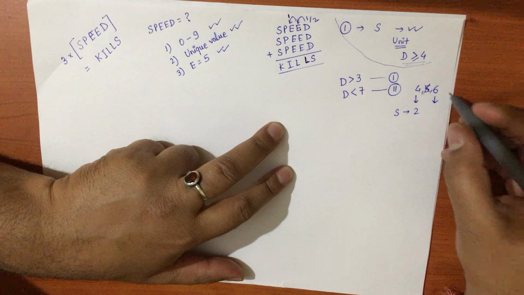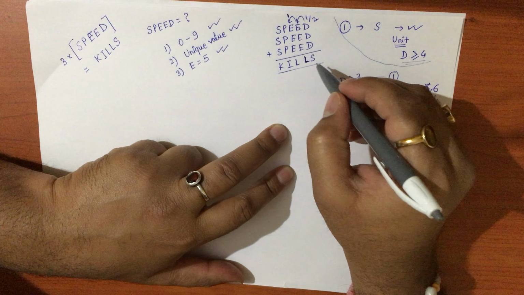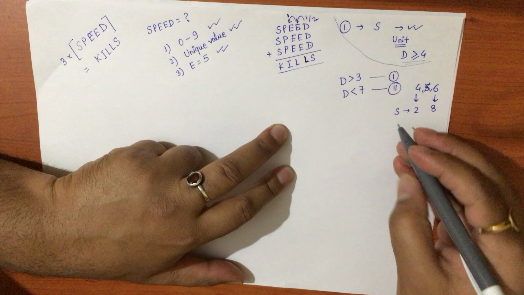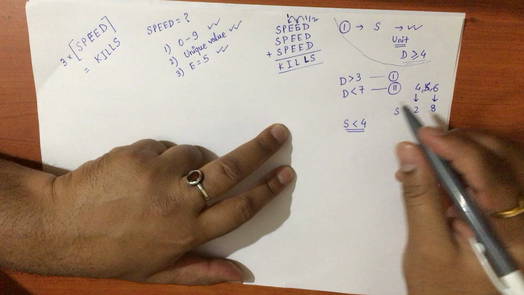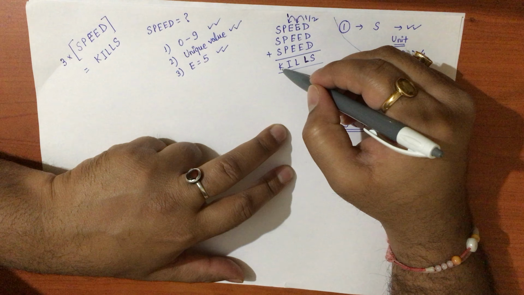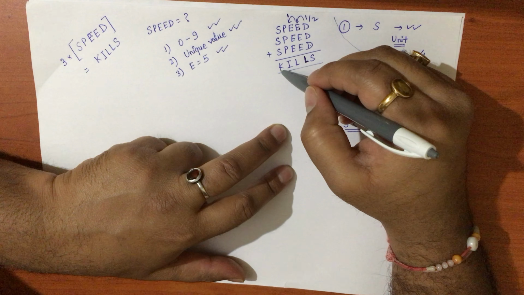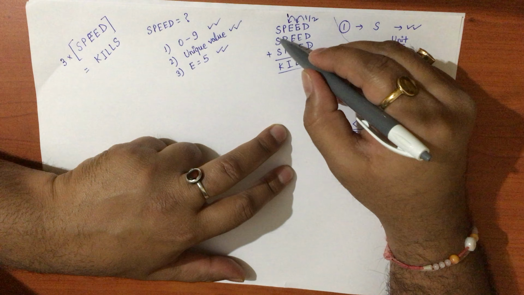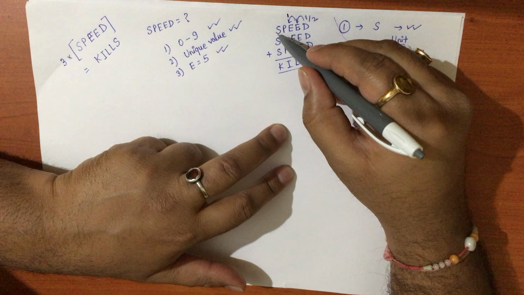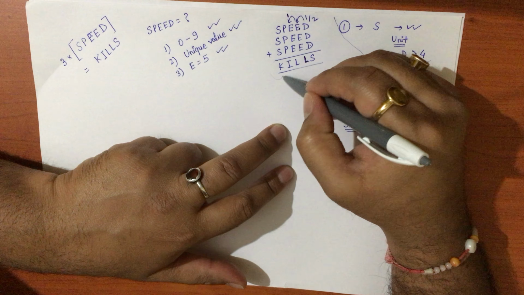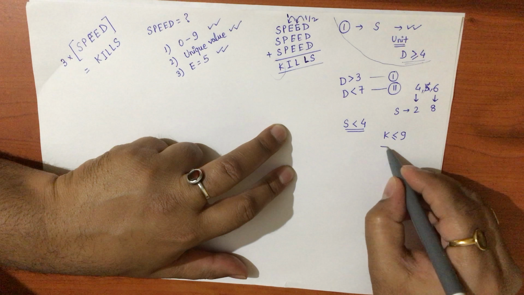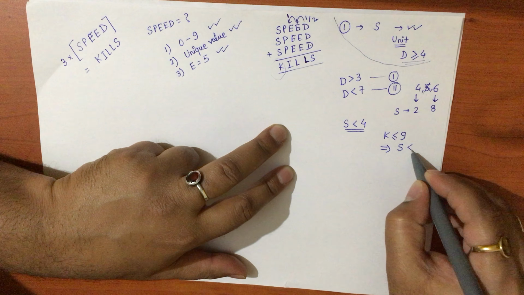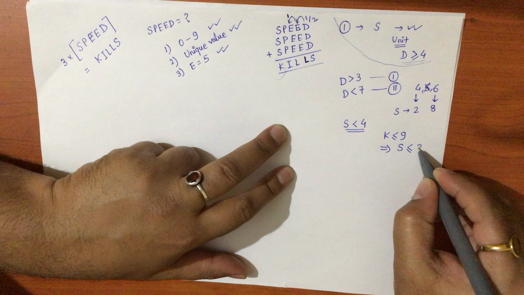Okay, now let's move on to our S. So S should be less than 4. Why? Because if you go to the last section, K is also a digit between 0 to 9. The maximum value of K is 9. So if the value of S is greater than 3, it will destabilize the value of K. So K, since less than or equal to 9, implies S should be less than or equal to 3.